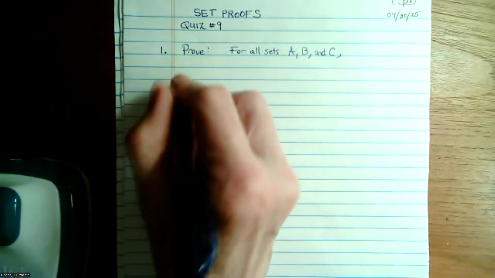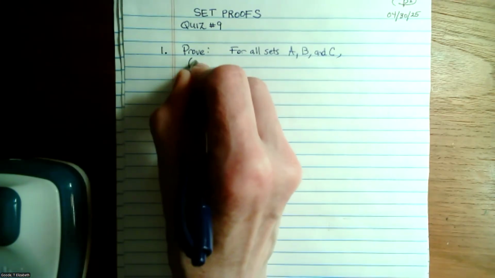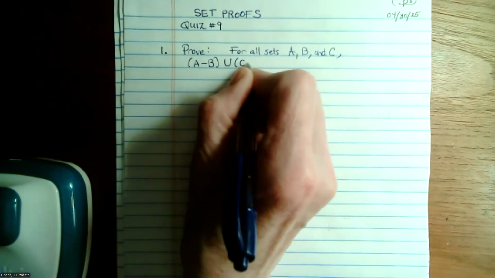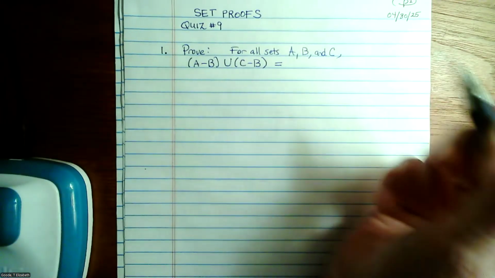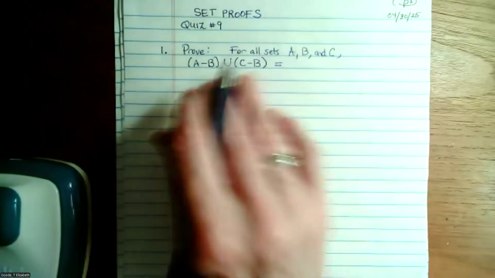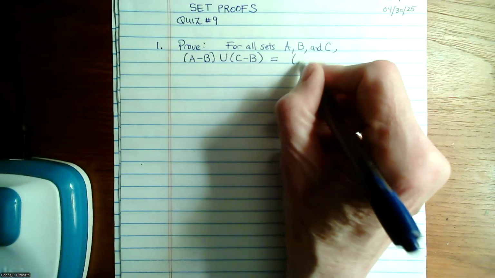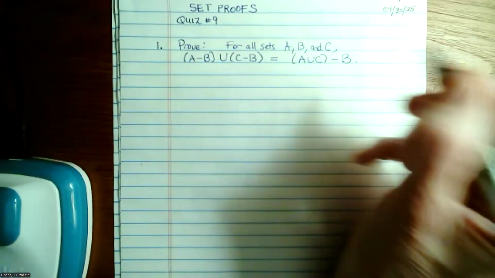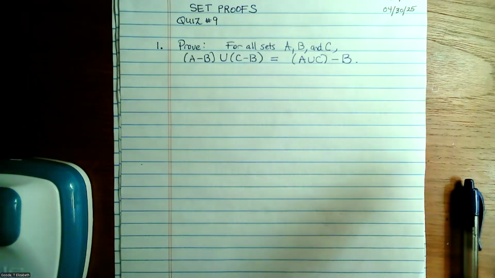Okay. For all sets A, B, and C, such that A minus B union C minus B is equivalent to, equal to, actually, because these are sets, not statements, A union C minus B. Okay, and great.